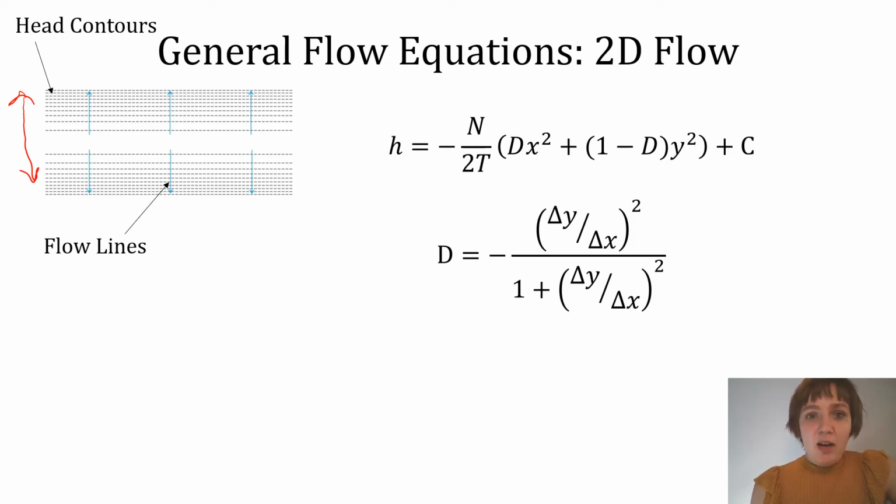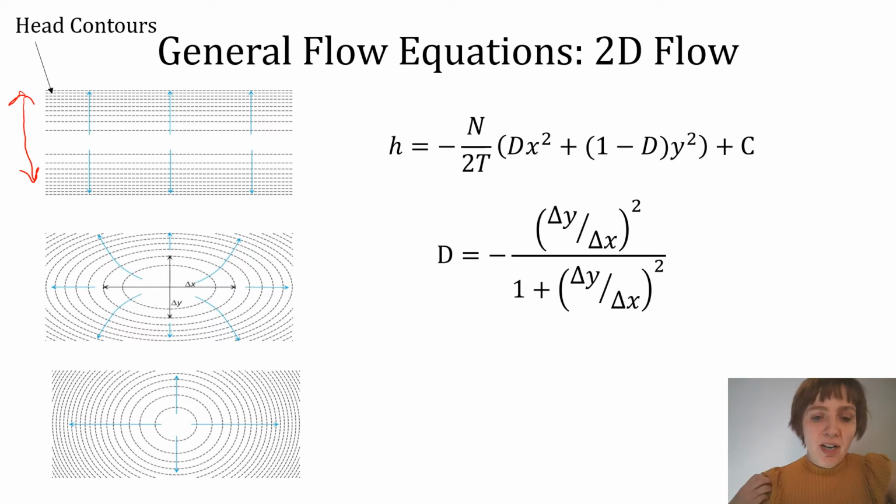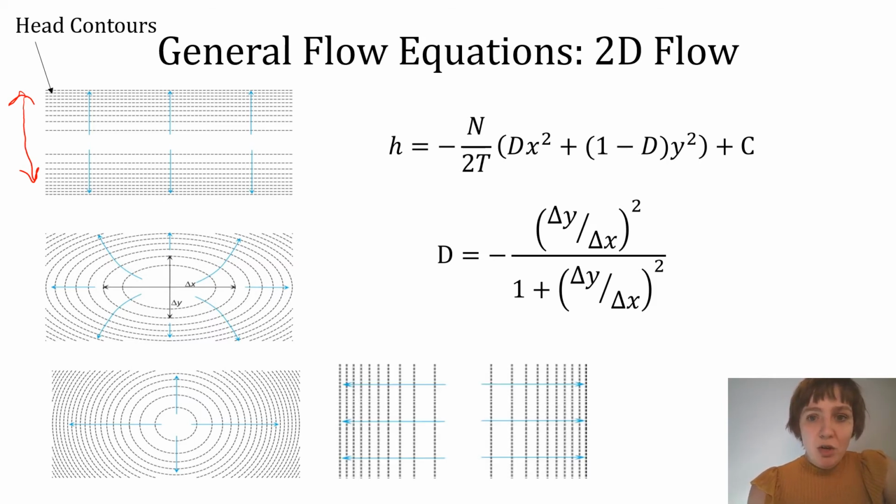Now, as we increase D, we see some curvature, and we see the flow extending into both the x and the y dimension. And we can increase that curvature more at D equals 0.5. It actually is going radially outward. And if we keep increasing, then eventually we will get to the case of D equals 1. And in that case, all of the flow is in the x dimension, and you have 1D flow in the x dimension.